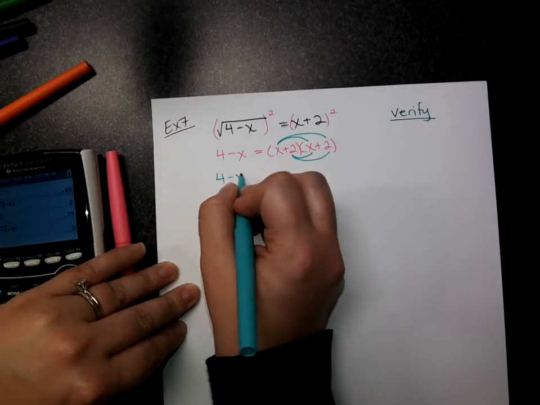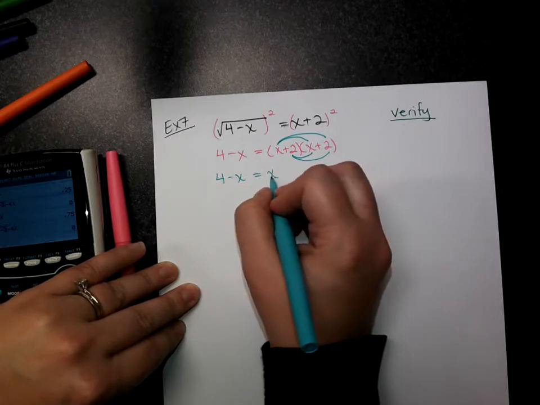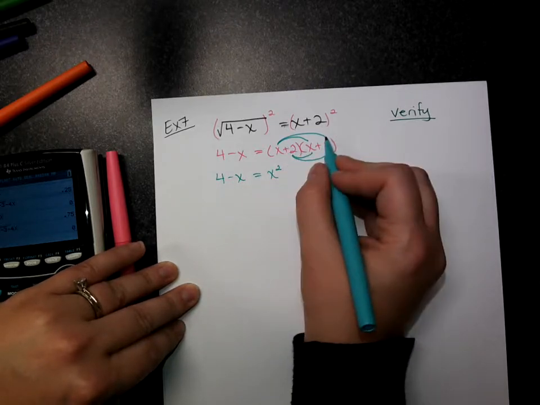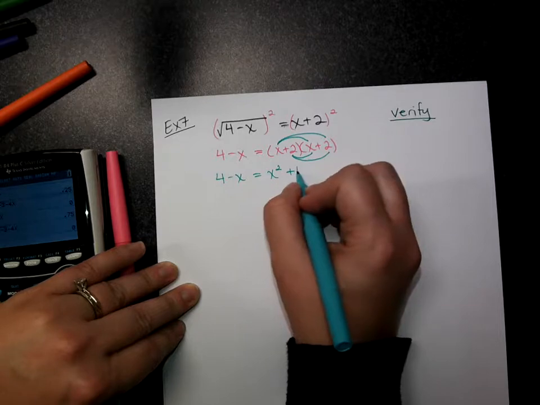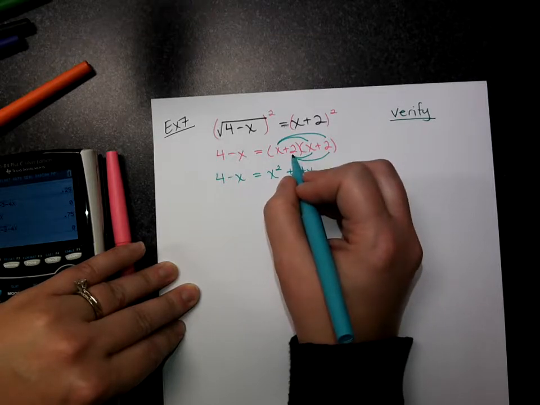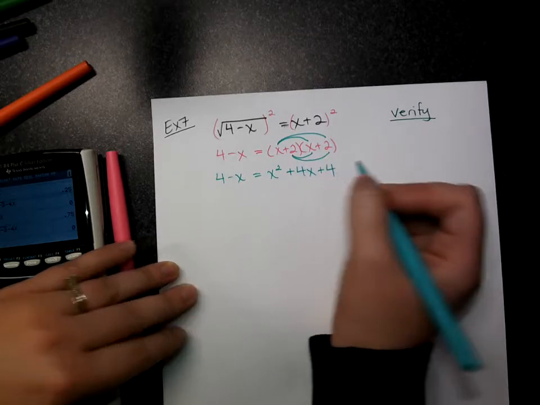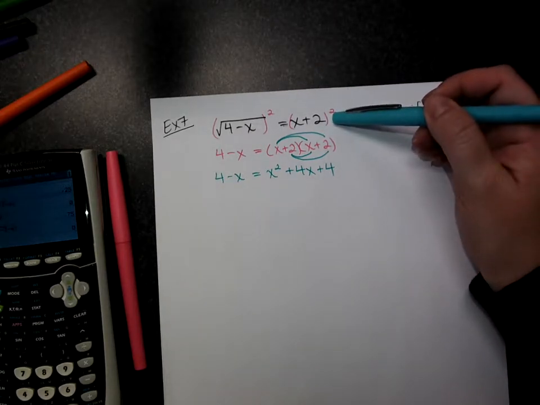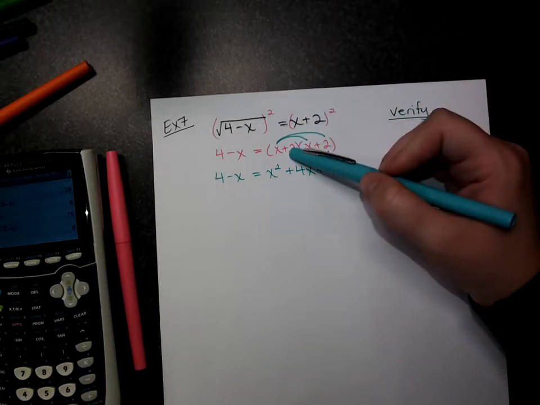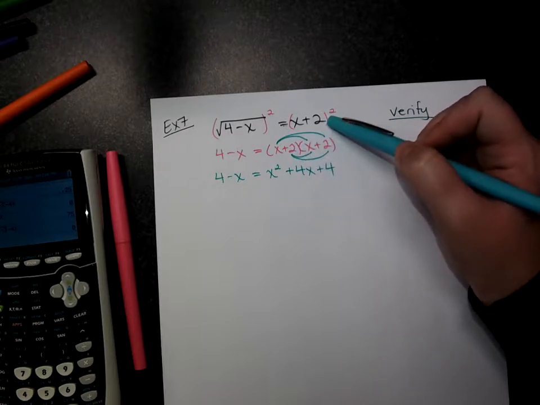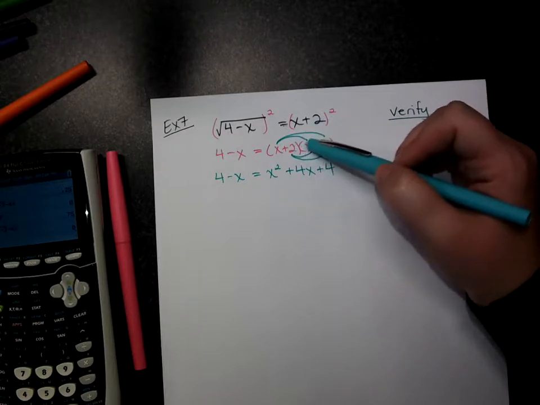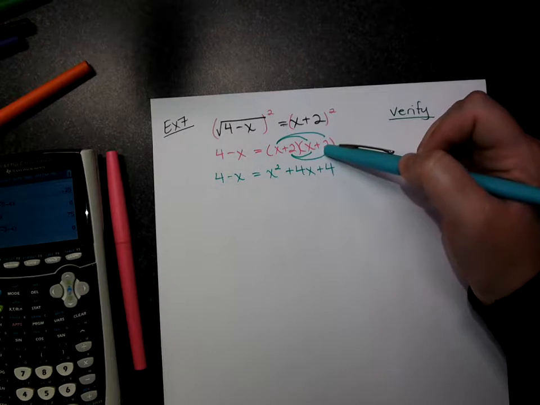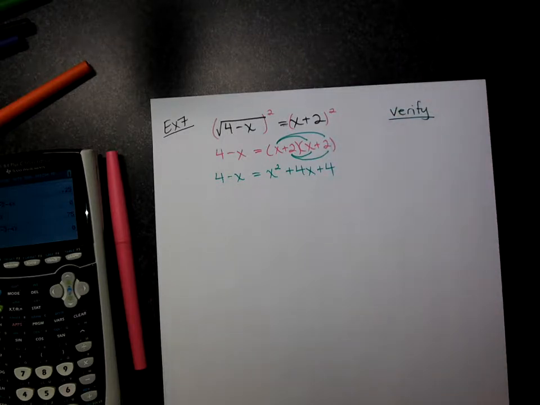So you have 4 minus x equals, that should give you x squared. You're going to have plus 2x and plus 2x again. So that's plus 4x, and then 2 times 2 should give you 4. So once again, anytime you have a binomial squared, it's very important to write it twice. That's what squared means. Write it twice and multiply it out. You should be getting pretty good at that by now.